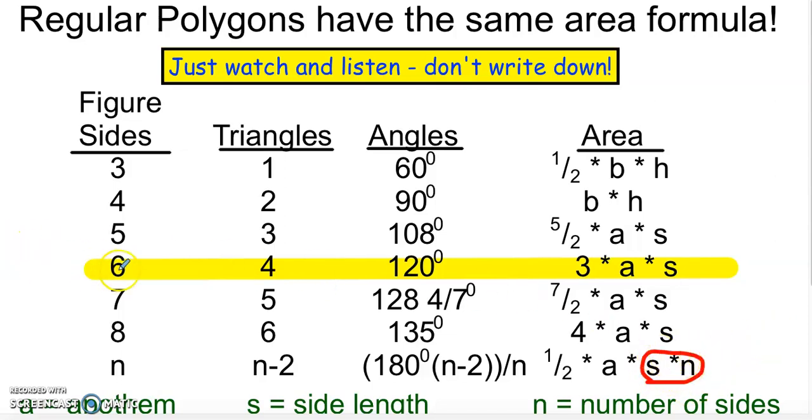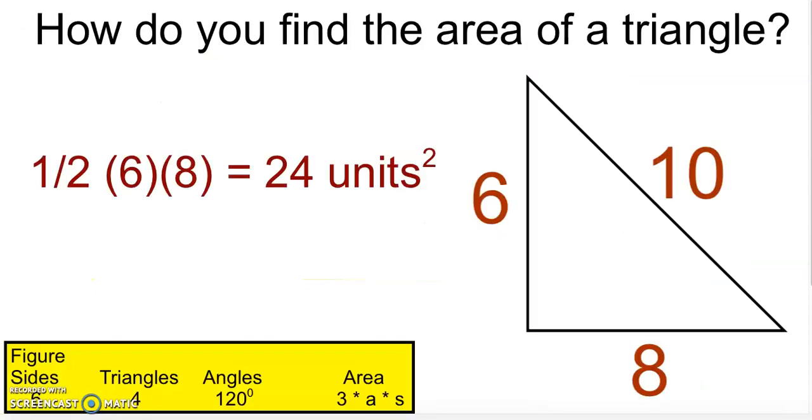So the one I care about right here is this one I've highlighted. If it's got 6 sides, here's the formula, 3AS. So let's see where that comes from, and that's going to fill in with this one as well. So you're going to see how this comes together.